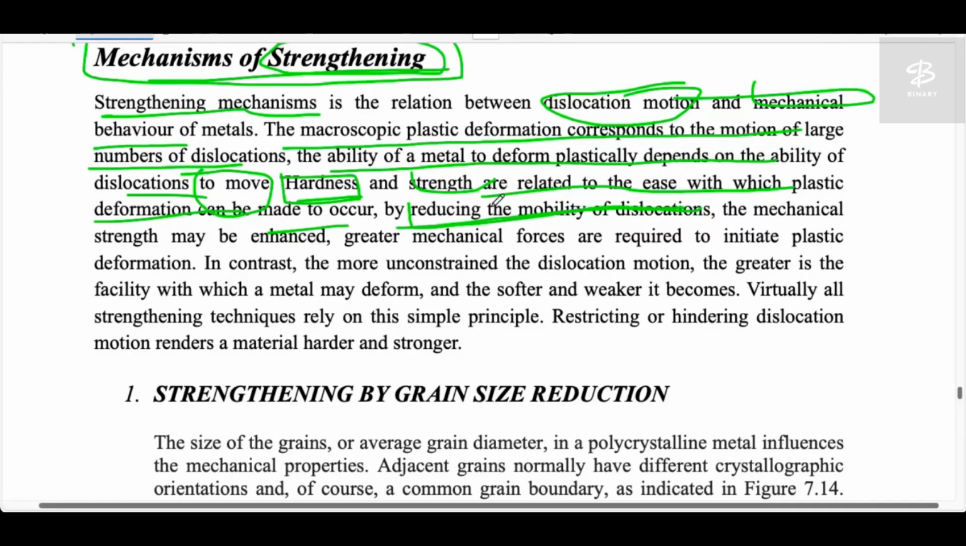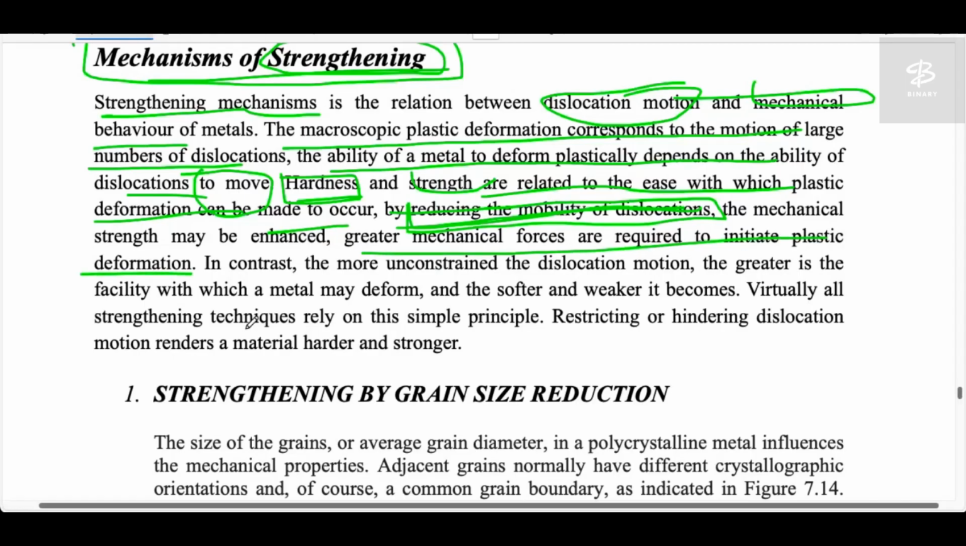What you need to do is reduce the mobility of dislocations. You have to control the dislocations so that they cannot move further. That means you are able to increase the strength of your material. So greater mechanical forces are required to initiate plastic deformation.